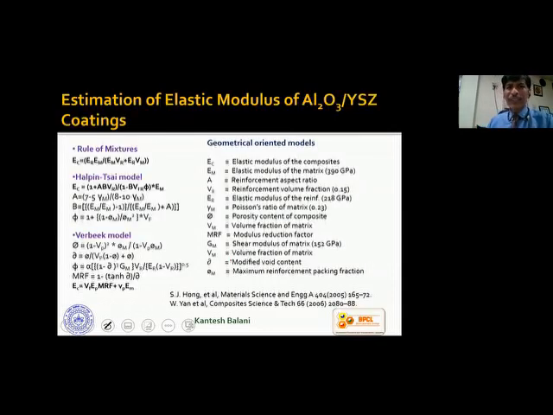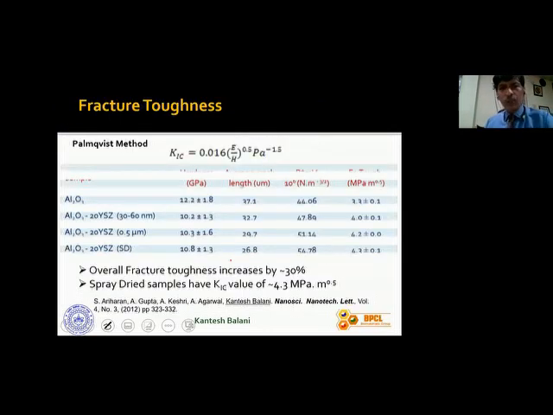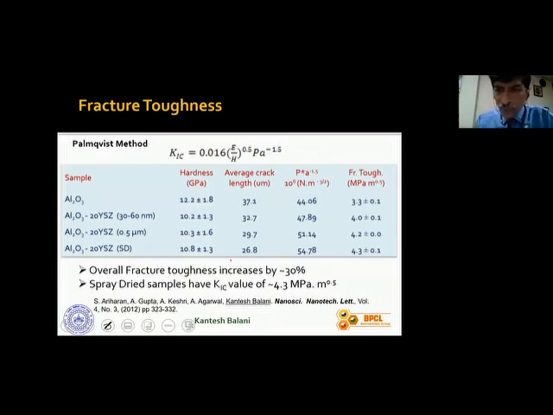Following that, we developed some models, but we also had a look at what the fracture toughness is. Fracture toughness was very similar, whether I'm using nanometer size, micrometer size, or spray-dried agglomerate of yttria-stabilized zirconia. But there's a definite improvement from aluminum oxide. We do see that the influence of size is not that much, and that is probably because we were not able to disperse it appropriately. With a newer approach this year, we have been able to get much improvement, but this was quite some time back, like eight, nine years ago. But we see an improvement.